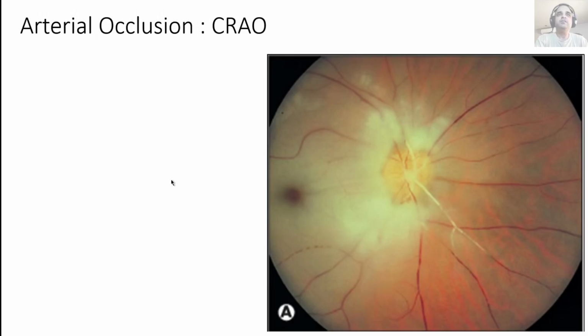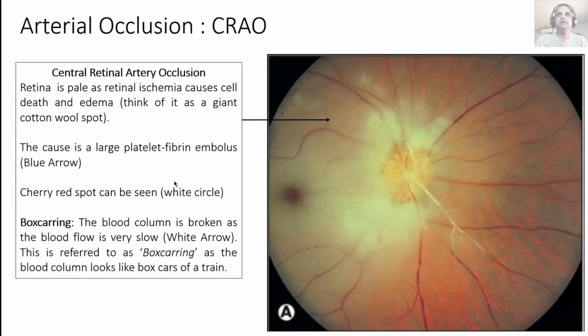This is a central retinal artery occlusion because of an embolus, and this is basically a fibrin embolus that is causing a central retinal artery occlusion. You can also see box scarring right here, pretty prominent, and you have a cherry red spot right here.